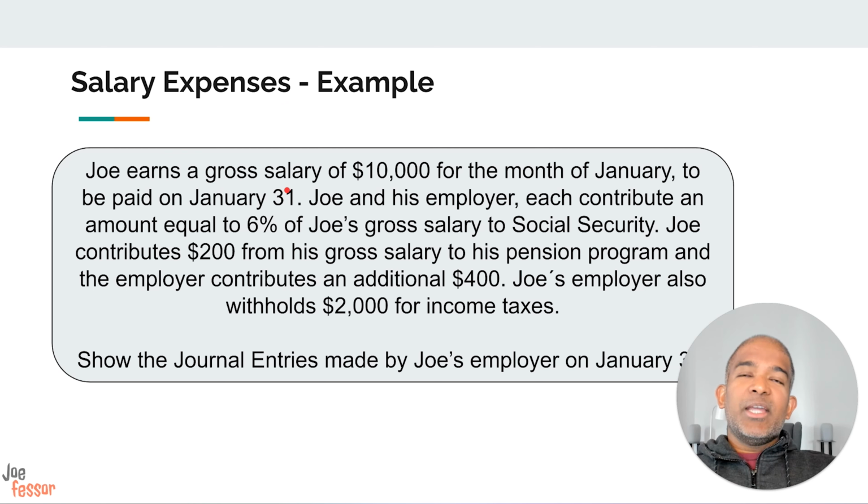Joe earns a gross salary of $10,000 for the month of January to be paid on the 31st of January. Joe and his employer each contribute an amount equal to 6% of Joe's gross salary to Social Security. Joe contributes $200 from his gross salary to his pension program, and the employer contributes an additional $400. Joe's employer also withholds $2,000 for income taxes. Show the journal entries made by Joe's employer on the 31st of January.